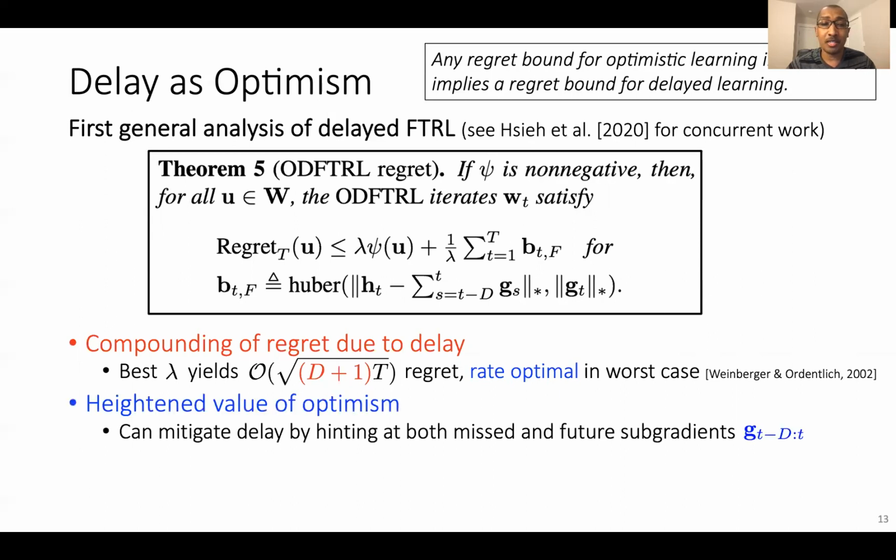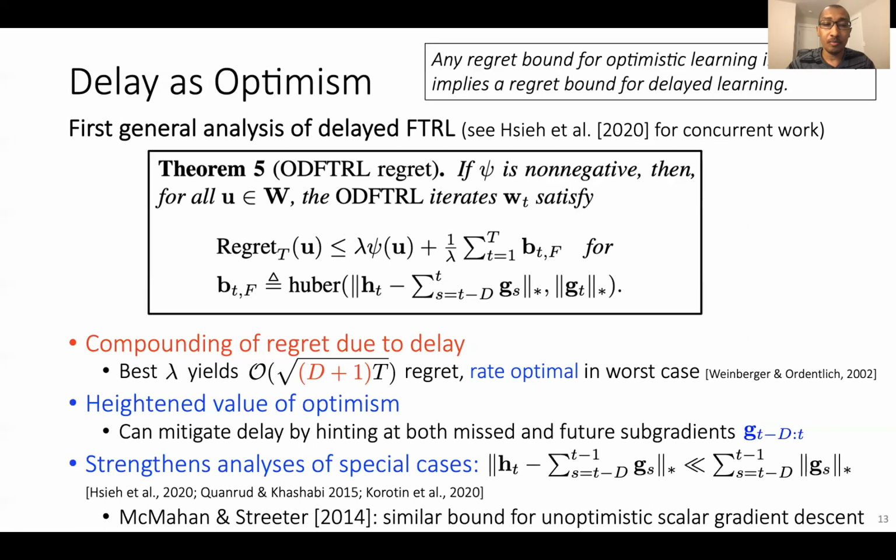But all is not lost. This theorem also highlights the heightened value of optimism in the presence of delay. So what do we see? Well, we see in this Huber loss function that we can mitigate the impact of delay by giving a good hint, and by giving a good hint not just for the future, but also for the past subgradients that were missed due to delay. So now my hint wants to target the sum of the subgradients from time t minus d up through t. So that's great. And that suggests a strategy for setting our hints in the future.